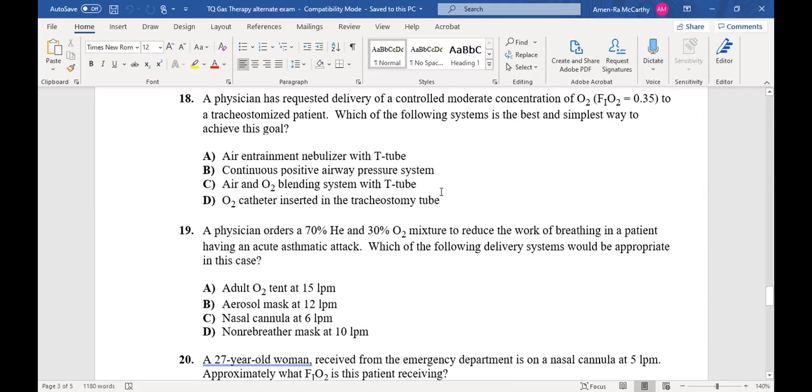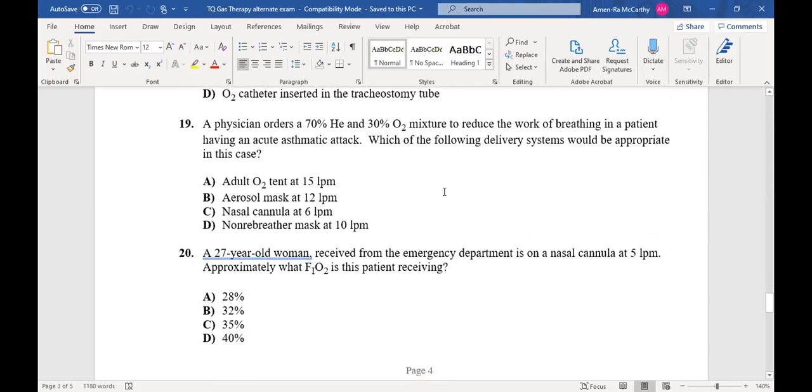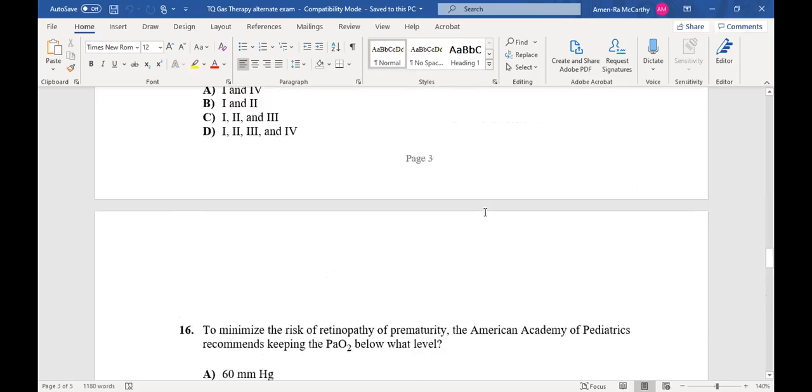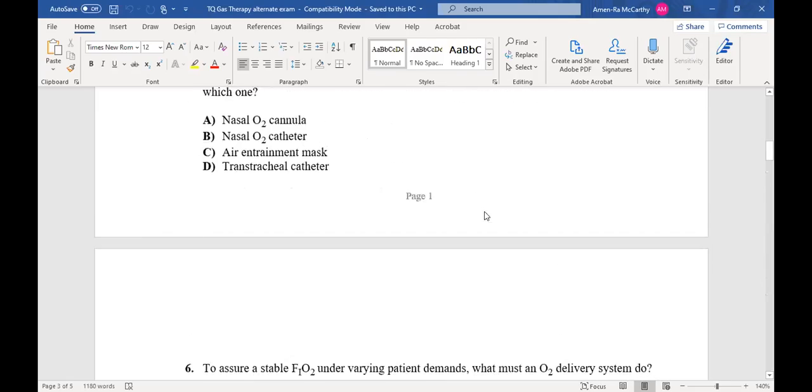Oh, what y'all get for 27? I mean, number 20. 40%? D. That's using the rule of 4s on a nasal cannula. It's not guaranteed, but we can estimate the FiO2 because that's a low flow device. We can't guarantee the FiO2, but we can guesstimate if they are on a 5 liters nasal cannula, they're probably going to be getting about 40%. All right, a couple more, then we're going to be done.